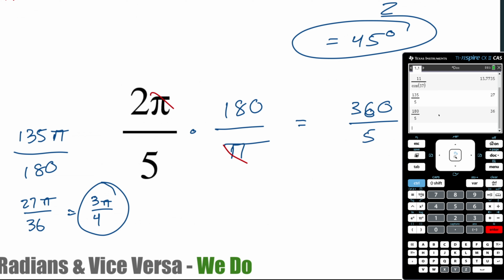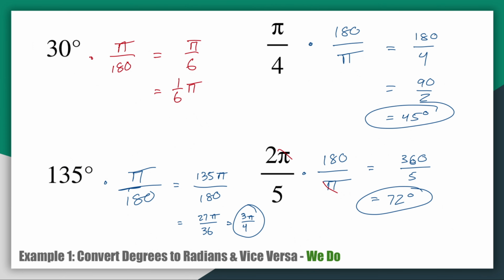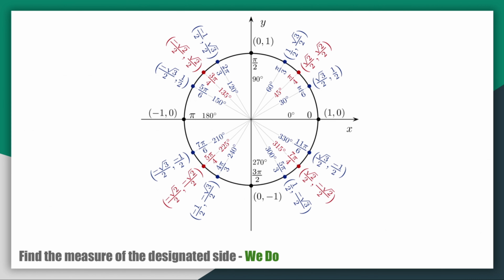And then we have 360 divided by 5. Okay, now I'm going to just put this into the calculator. 360 divided by 5, and we get 72. So that's 72 degrees. Okay, so hopefully you guys got this one. All right, if not, that's okay. But we're going to go on to a little bit more kind of building knowledge here, okay?